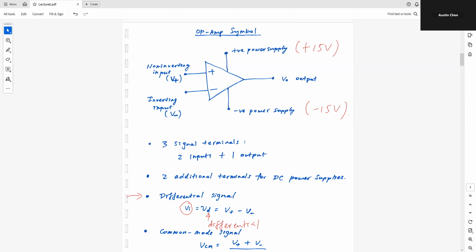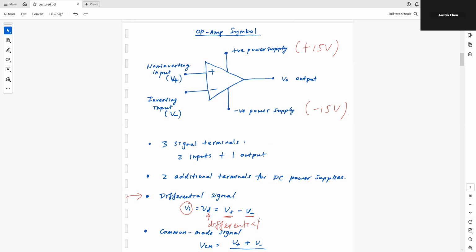So if I'm taking the input differentially, that means I'm taking one minus the other. So I'm taking, for example, V plus minus the V minus. So I have my non-inverting input here, and this is my inverting input. So I'm taking the difference. So I take the V plus minus the V minus. So this is the so-called differential signal.